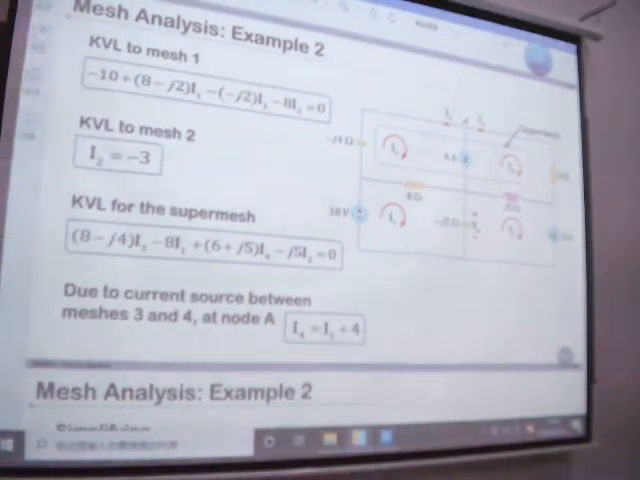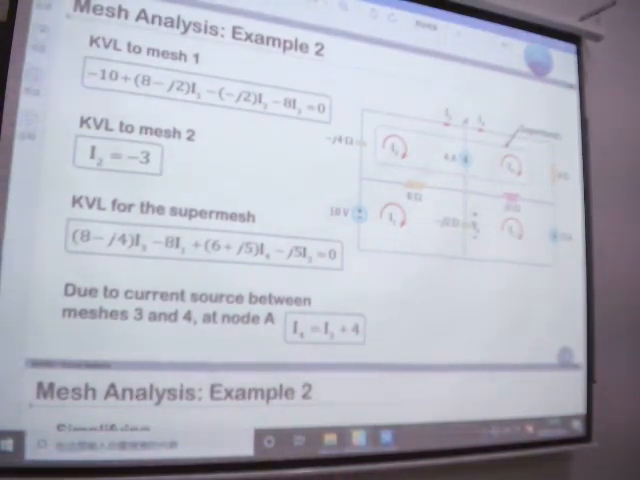And for mesh 2, we can see here, I2 minus I1 times minus 2j plus I2 minus I4 times 5j. Sorry, for mesh 2 we don't need to calculate it because we have a current source here. So I2 equals minus 3. Okay, for the super mesh, we're going to see here.